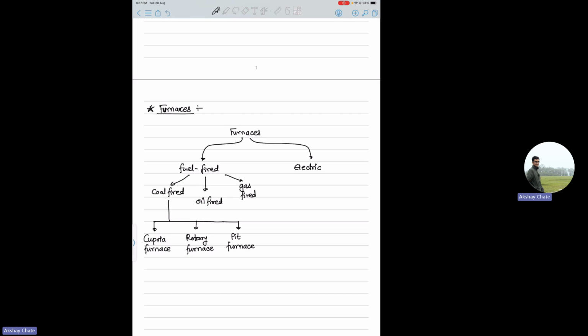Okay, and then in electrical, you can have multiple classifications. One is the electric arc furnace. Then you have the electric induction furnace, and sometimes they use electric resistance heating also. Okay, so these are some categories of furnaces based on electricity. So this is your broad classification.